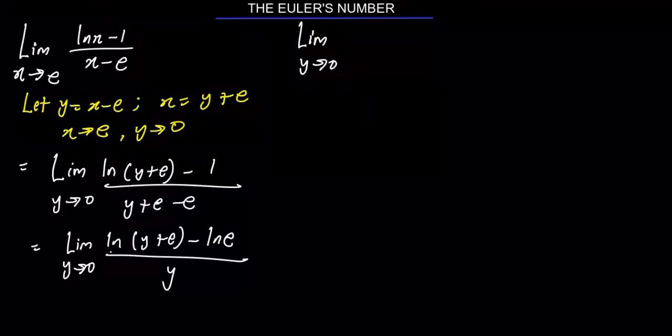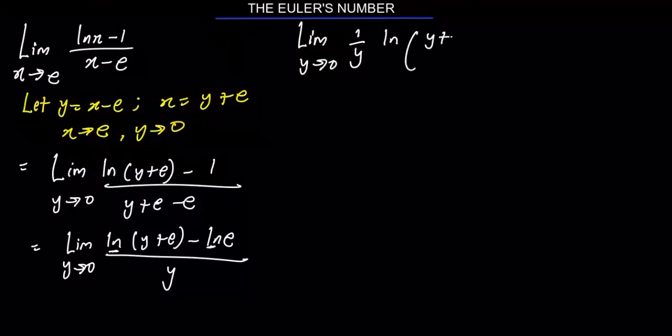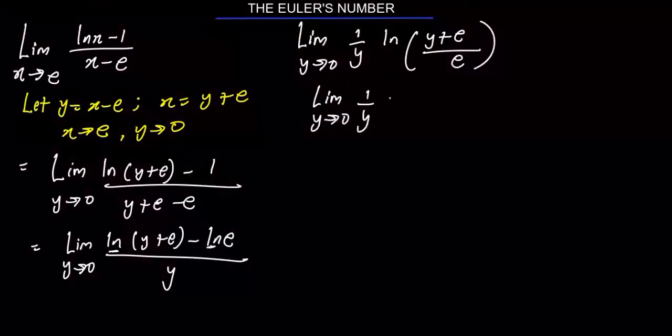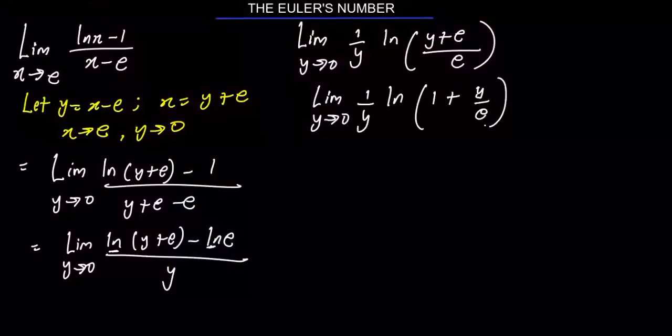This ln is a logarithm. So if I combine the logarithm together, firstly, I'll write this y as 1 over y. Then this one is ln y plus e over e. Did you see that? Ln y plus e over e. So remember, I can rewrite this as 1 over y ln this same thing as 1 plus y over e. Do you see that? Because if I separate this for both of them, I'll be having y plus 1 plus y over e.